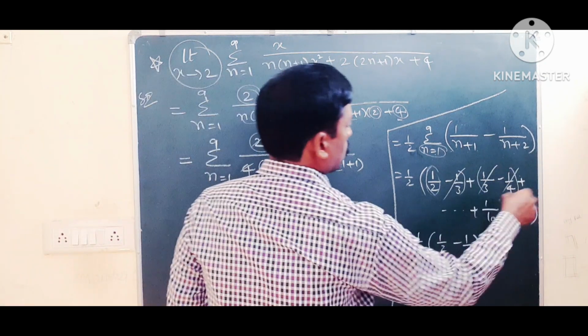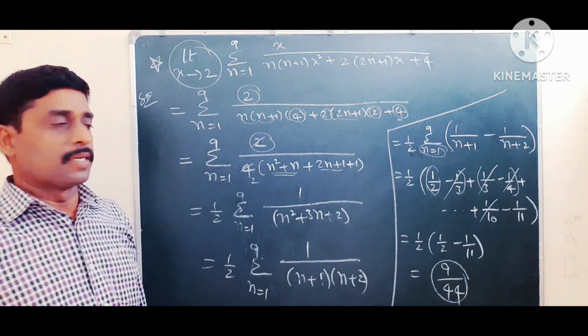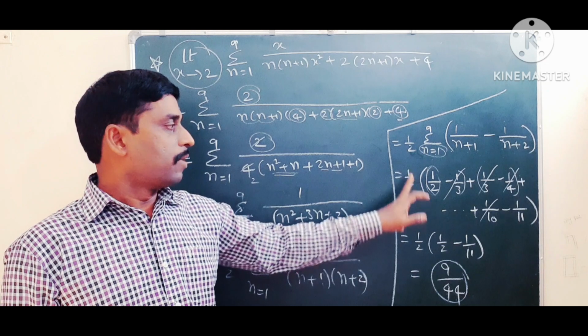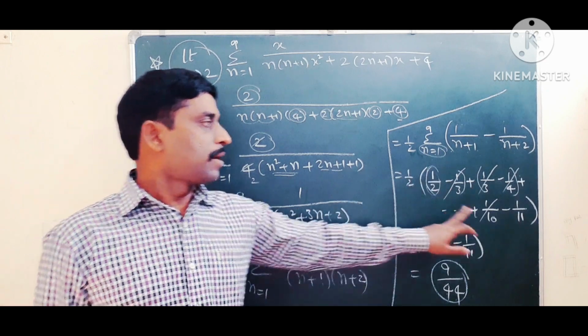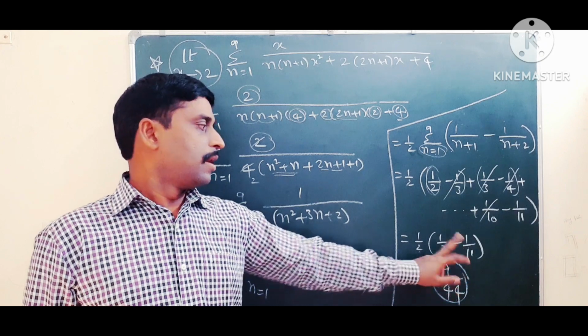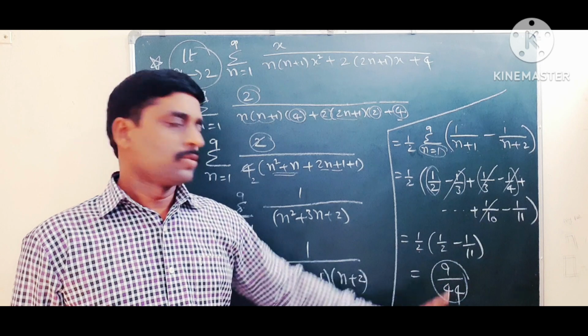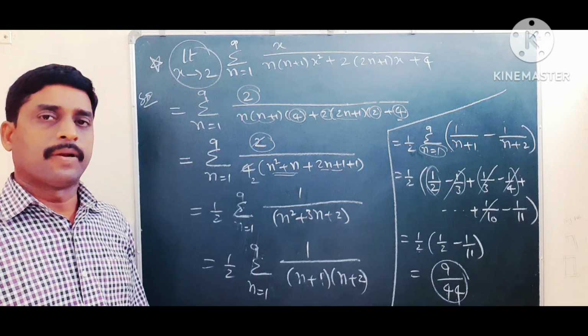1 by 4, the next term 1 by 4 gets cancelled. Continuously, 1 by 4 to 1 by 10 cancelled. So what we get here? 1 by 2 times of 1 by 2 minus 1 by 11. So what is the LCM here? 22 is the LCM, 11 minus 2. 9 by 22 into, here the denominator 2 is there. So what is the answer? 9 by 44.